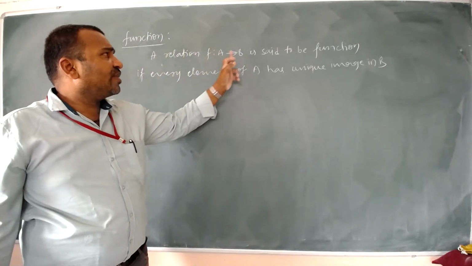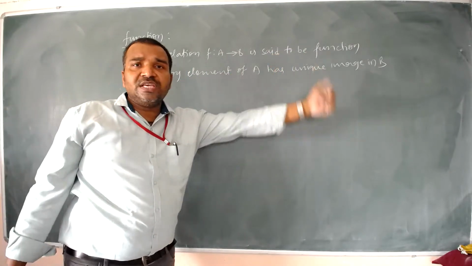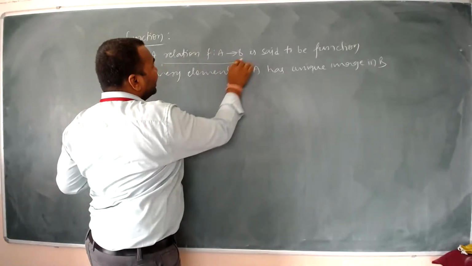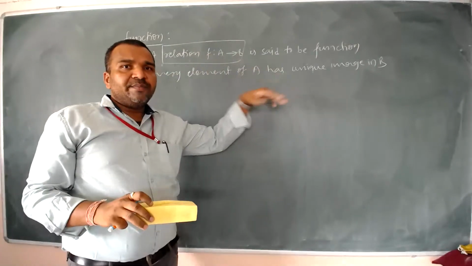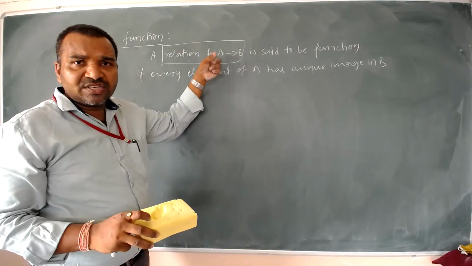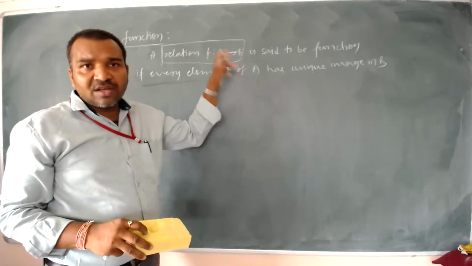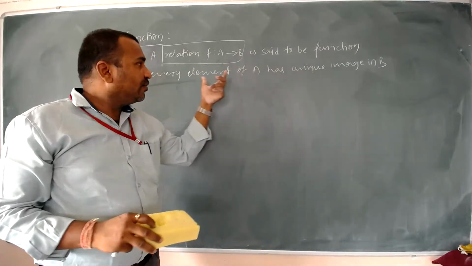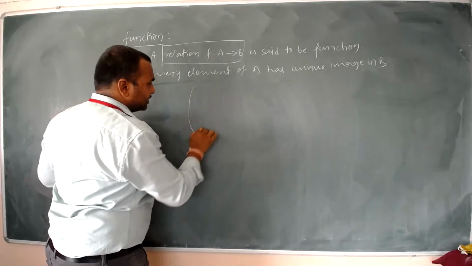A relation F from A to B is said to be a function if every element of capital A has a unique image in capital B. See, to become a function, first of all, it should be a relation. Then only it becomes a function. It should satisfy one more condition. What is that condition? Every element of the first set has a unique image in the second set. I will explain by taking one example.